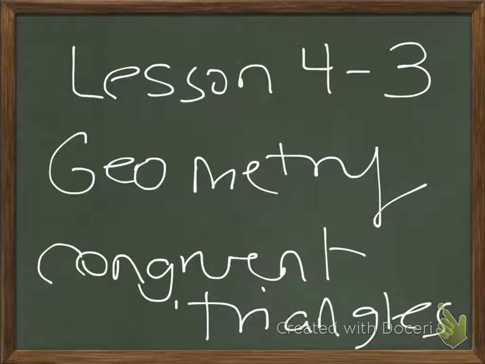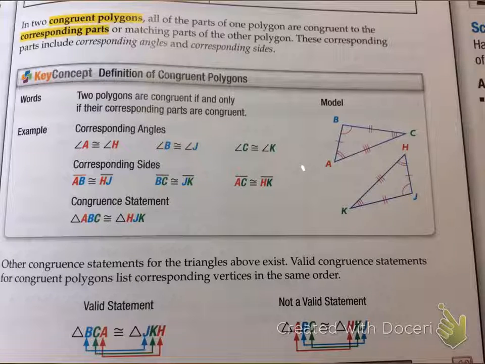Today we're looking at lesson 4.3 for geometry on congruent triangles. So we're going to start by talking about the definition of congruency. They've put a few examples here of how to write that two angles are congruent or two sides are congruent, and what a congruent statement is.